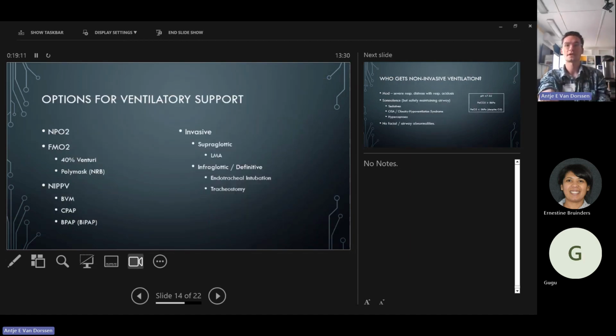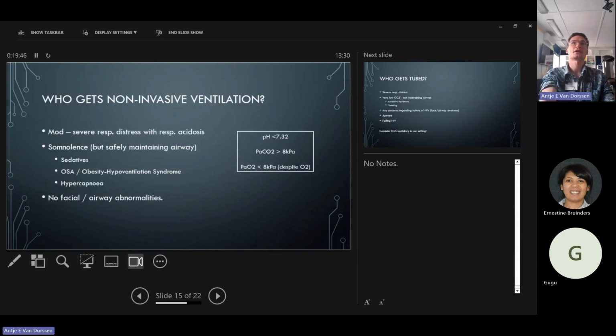So, options for ventilatory support in these patients: nasal prong oxygen is our lowest support. Face mask oxygen, we've got the 40% Venturi, and we've got a poly mask. We've got non-invasive positive pressure ventilation. We can use a bag valve mask. We can use CPAP, and we can use BPAP or BiPAP. And then invasive can be supraglottic or infraglottic or definitive airways. Those are effectively our options, and deciding on who gets which option is, I think, the big stressor for the person in the ED making this decision.